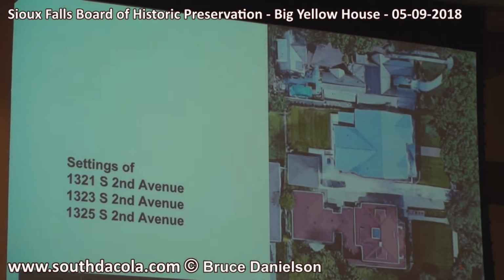Here shows an aerial view of the settings of the three homes. Again, the original historic homes at both 21 and 25 have been since added on, very much similar with the district and encompassing the majority of the lot.